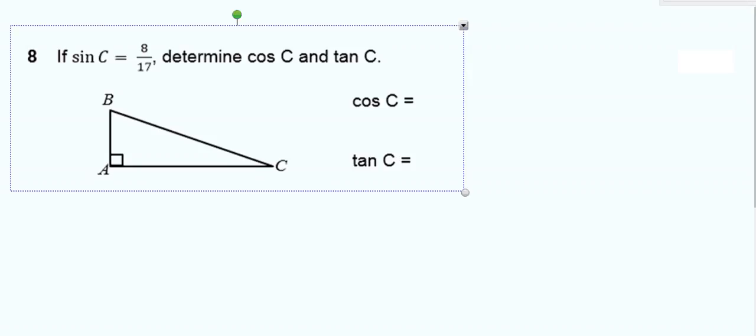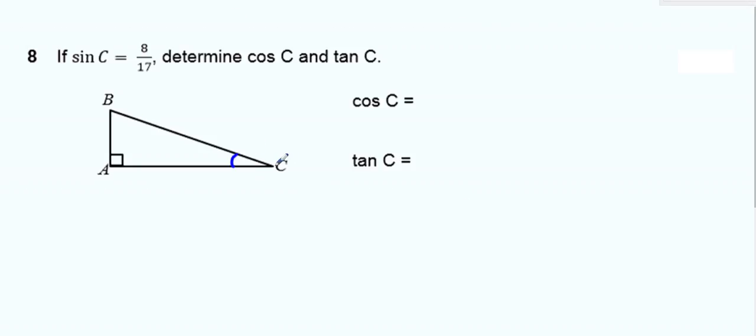Similar question, sine C. So here's our angle, opposite hypotenuse. The opposite side's 8, the hypotenuse is 17. We have to find the third side. Hopefully you recognize this as a Pythagorean triple. If not, you just solve it out.